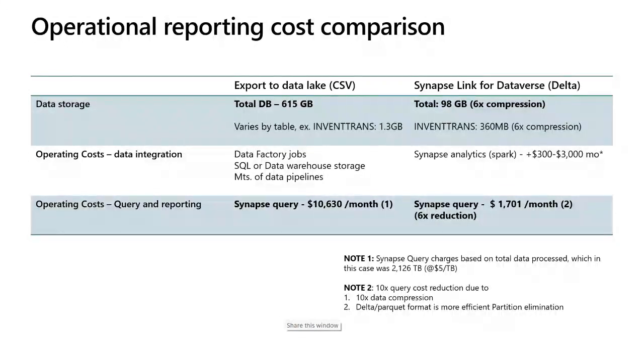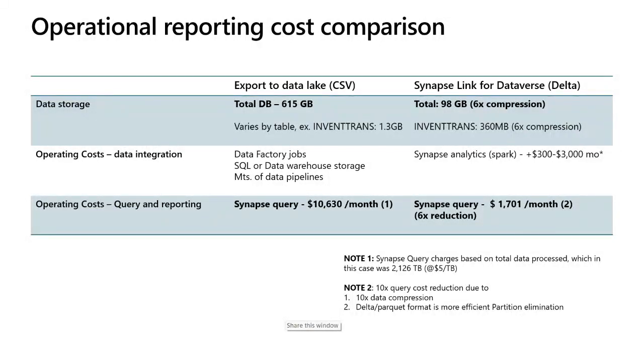Why does it matter? Storage is very cheap in the Synapse data lake, so 615 gigabytes versus 98 gigabytes is not a material storage cost. However, the cost is material when you're querying this data.